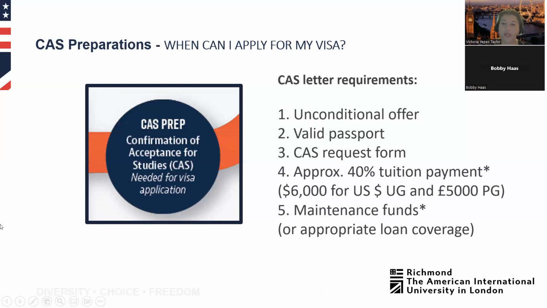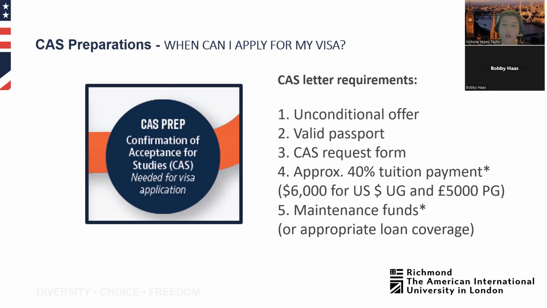Well, here we go. CAS requirements. Number one, you need an unconditional offer. This will be on your offer letter. If there are any conditions listed, you have a conditional offer. Nothing to worry about. You just have to review the conditions, and typically for most students, it may be transcript, or perhaps it's a part of your application, or maybe you need a new passport copy or something like that, but it is listed on your offer letter.